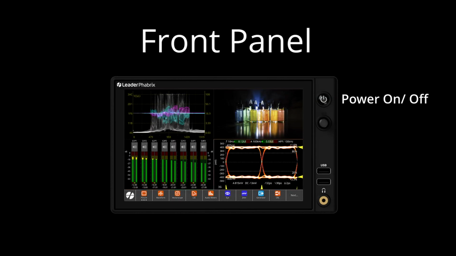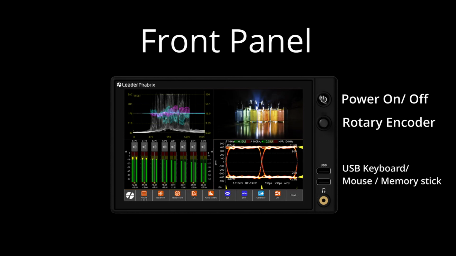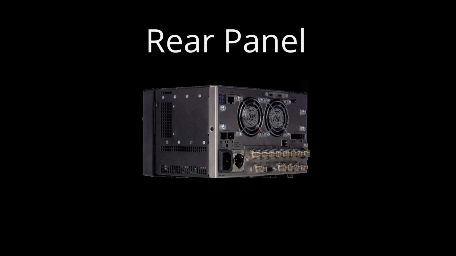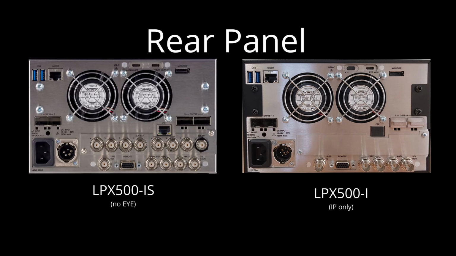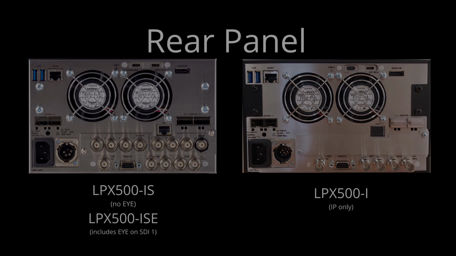Here we have the power on off switch, the rotary encoder, the USB ports for keyboard, mouse and memory stick, and headphone jack, along with the 8-inch touchscreen display. The LPX500 can come in three main versions, including the LPX500i for IP, the LPX500IS with SDI and IP, and the LPX500ISE with IP, SDI and I on SDI input 1.